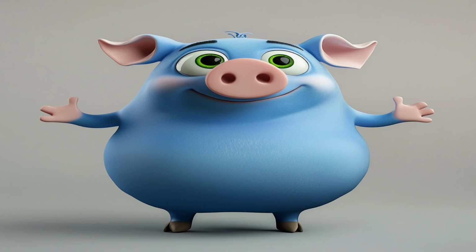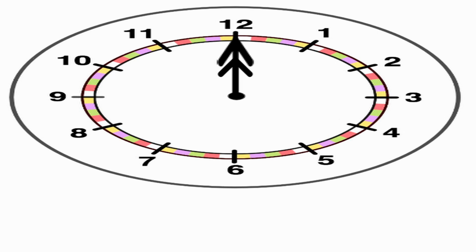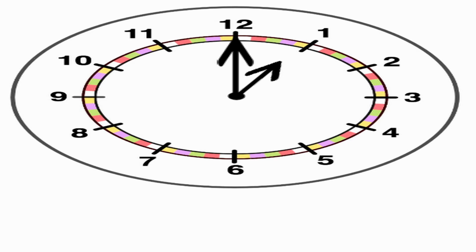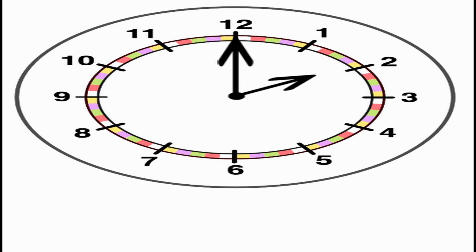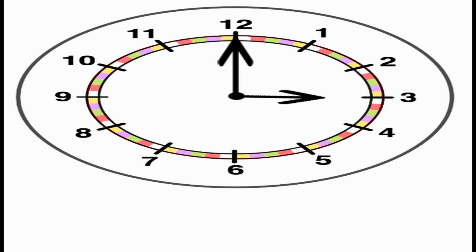Okay, my kitty community, we're now learning how to tell time. This is what 12 o'clock looks like. Remember, the long arrow represents the minute hand and the shorter arrow represents the hour hand. It is now 1 o'clock a.m. It is now 2 o'clock a.m. It is now 3 o'clock a.m.